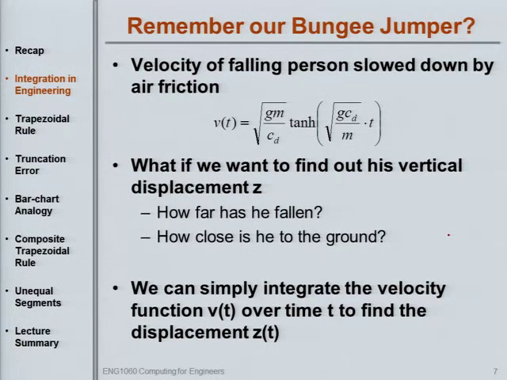Okay, so let's go back to our favourite character, our bungee jumper. The formula that describes his velocity when he's being slowed by air friction and also being accelerated by gravity is given by this function here. It's an analytic function, we know what it is. If we know what the bungee jumper's velocity is at every time, we can also calculate what the position of the bungee jumper is. We do that basically by doing an integral.